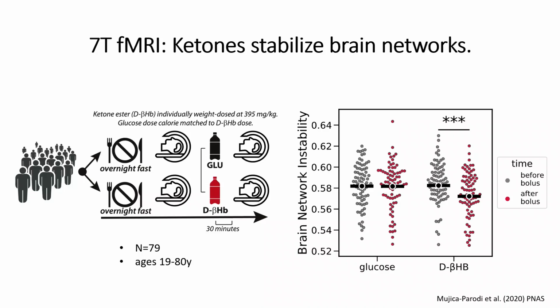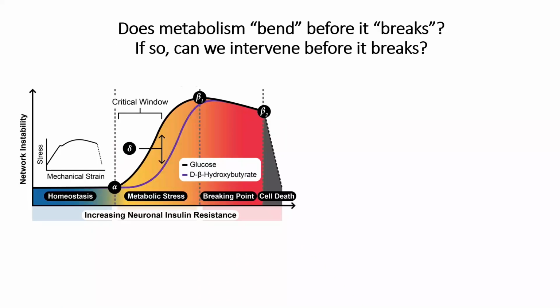And when we look at the results, what we saw is that unlike glucose, ketones were significantly stabilizing the networks, which is the opposite of what we saw across age. So this data set also allowed us to evaluate the distribution of these stabilizing effects across the lifespan. But before I get into the results, I just wanted to spend a minute on a concept that's relevant here.